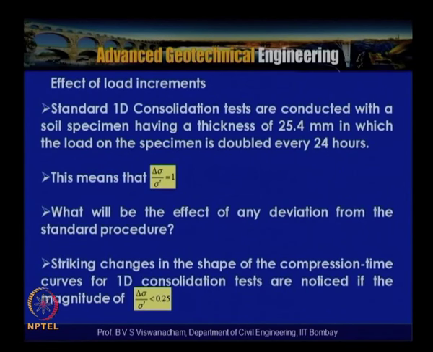So striking changes in the shape of the compression time curves for one dimensional consolidation tests are noticed if the magnitude of delta sigma by sigma dash is less than 0.25. Several investigators have carried out tests, and striking changes in the shape of the compression time curves were obtained for the one dimensional consolidation test if the magnitude of delta sigma by sigma dash is less than 0.25.